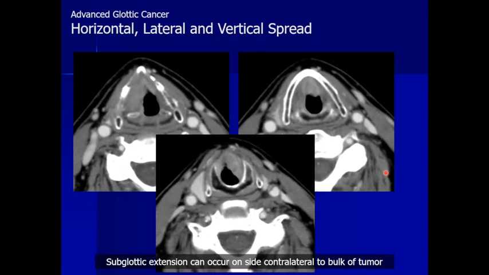But what you normally see is when patients have a tumor of the true vocal cord, the tumor grows horizontally first.